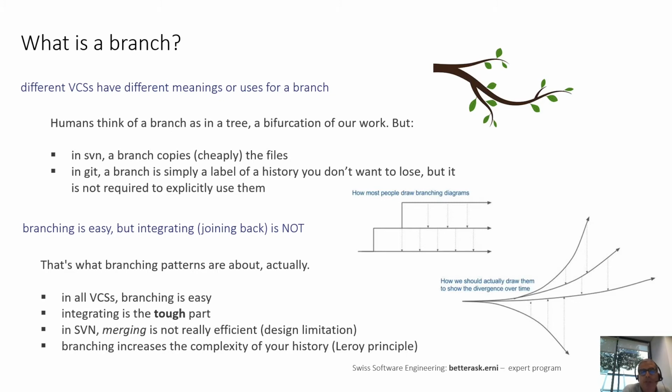For example, in Subversion, merging is not really efficient because of design limitations. I refer you to the video by Linus Torvalds at Google many years ago. He really bashed Subversion. He says Subversion is, I'm not going to use any word, but Subversion, no. But because of design limitations. And when you branch, you're always increasing the complexity of your history, always. So is it worth branching, or maybe it's better not to?